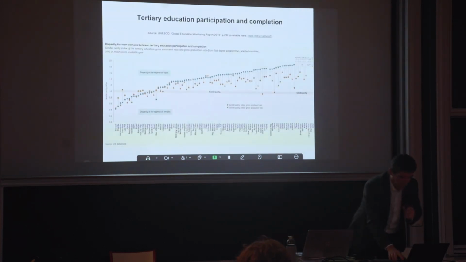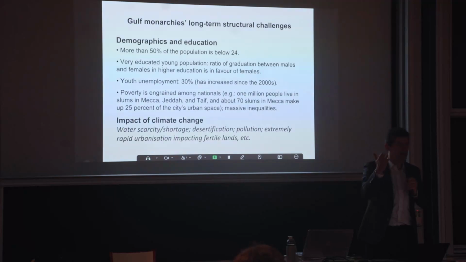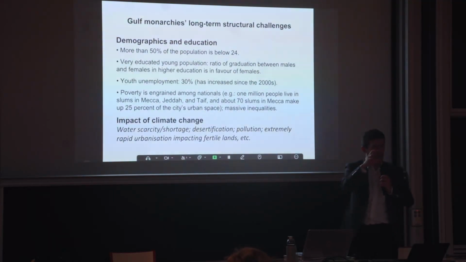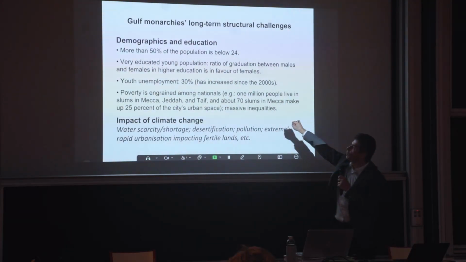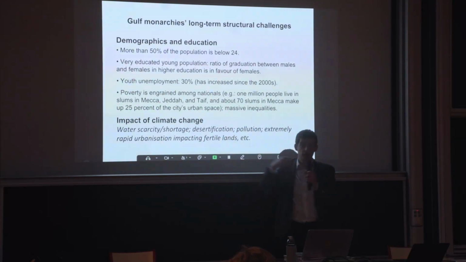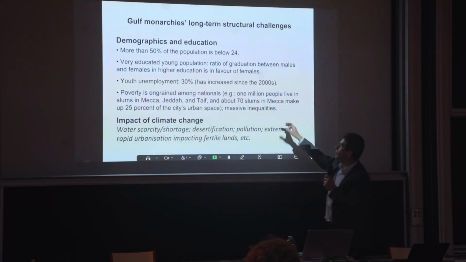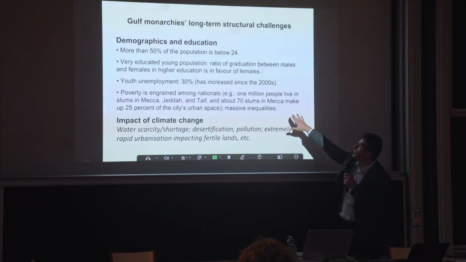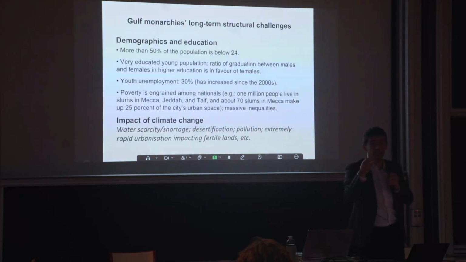So there are issues about unemployment among the youth and poverty. Poverty is ingrained among nationals. We have this idea again that all nationals may be rich. This is absolutely not the case. You have vast disparities between nationals. For instance, estimates show that 1 million people live in slums in towns like Jeddah or Mecca, that is the holy sites in Saudi Arabia, the holy sites of Islam. About 70 slums in Mecca make up 25% of the city's urban space. So basically 25% of the holy city of Mecca for Islam is composed of slums.